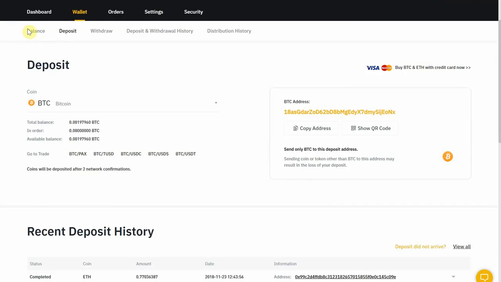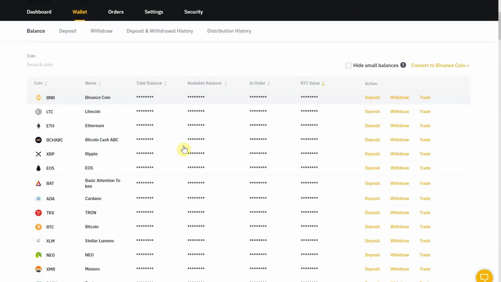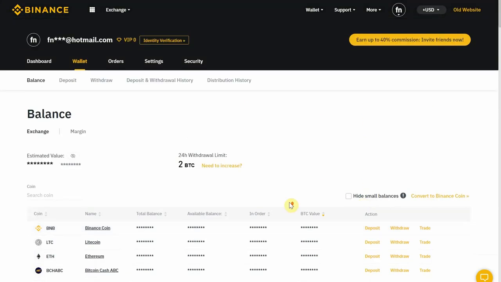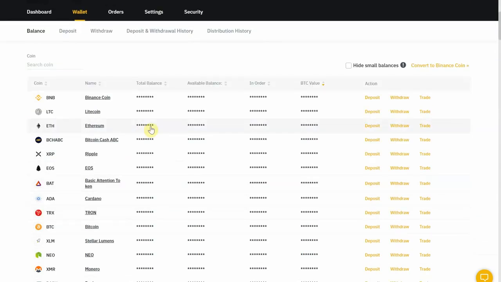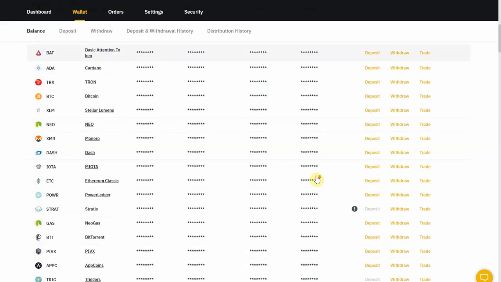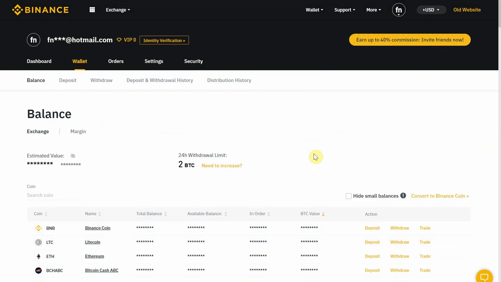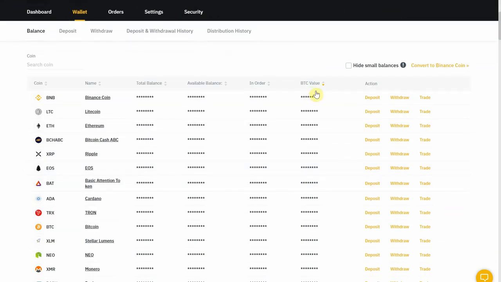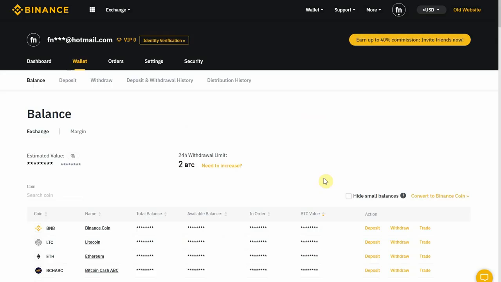And also this page here, the balance, this is where you will see the balance of your coins. How much do you have? How much is it worth? Actually, a nice development that they did with Binance 2.0 is that now you can sort this by BTC value, which for so long you couldn't basically do. It was really annoying, but okay, I digress. Anyways, this is your balance page and this is your deposit page.